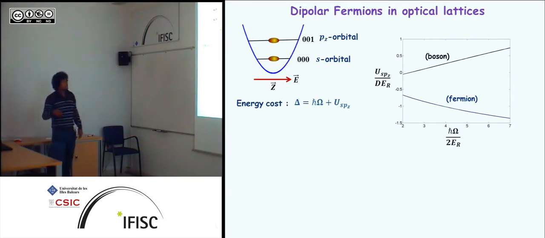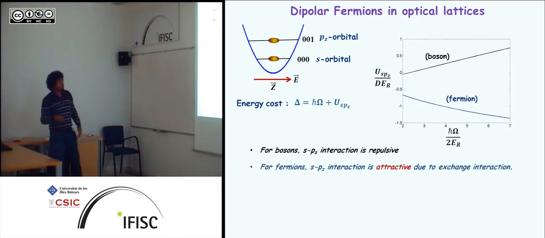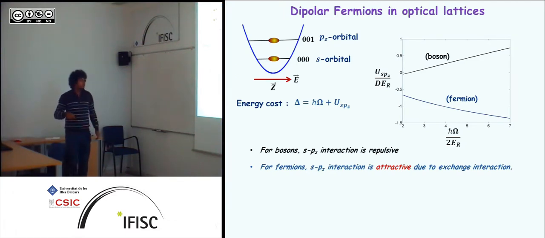So here the black line, if these two are bosons, then this interaction, which I plot here as a function of this trap strength, is always repulsive. They are attractive here, but most of the time they are repulsive. That means that they will not come together. But for fermions, they basically are attractive always. And this region is because the fermions always have this exchange interaction between them.